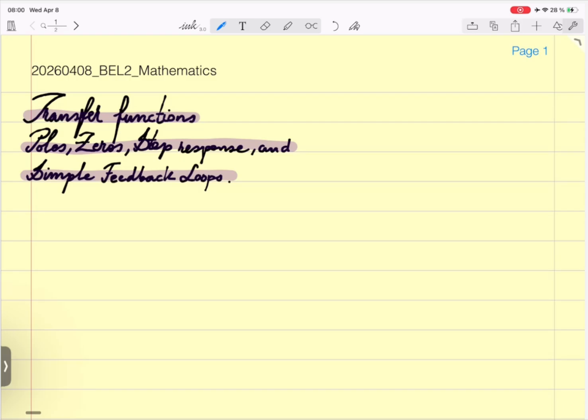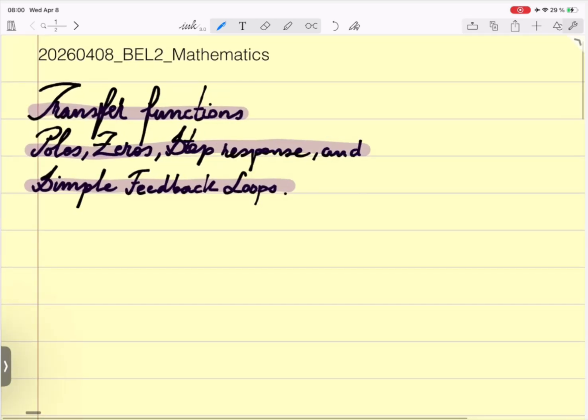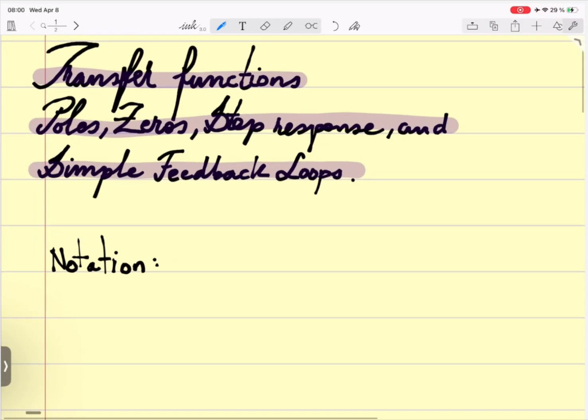Today we talk about transfer functions, poles, zeros, step responses, and simple feedback loops. This starts going into the logistics business using math. Okay, so we have some notation that we need to refer to when we have a system.